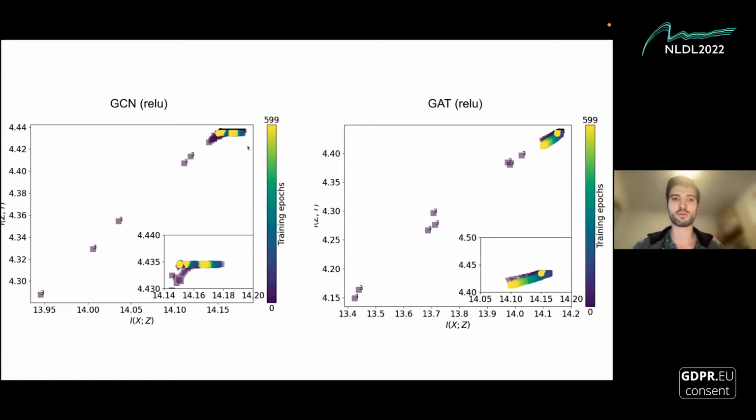Here I'll show the information planes for the graph convolutional network and the graph attention network. And so first of all, we could note that the data processing inequality, at least for the graph convolutional network, is not satisfied. This is not a big deal, but what we could see here is that the final layer is the square, and then the triangle is the second layer, and the circle is the first layer.